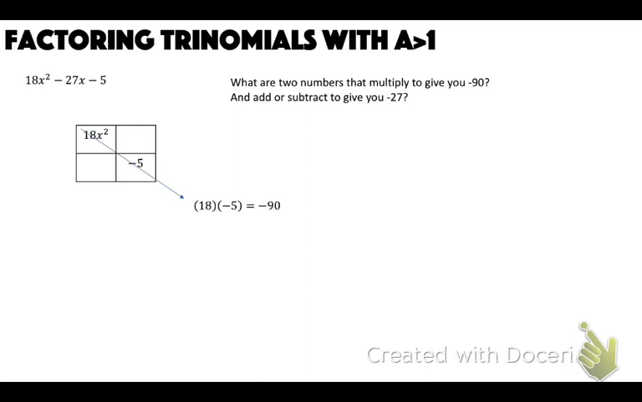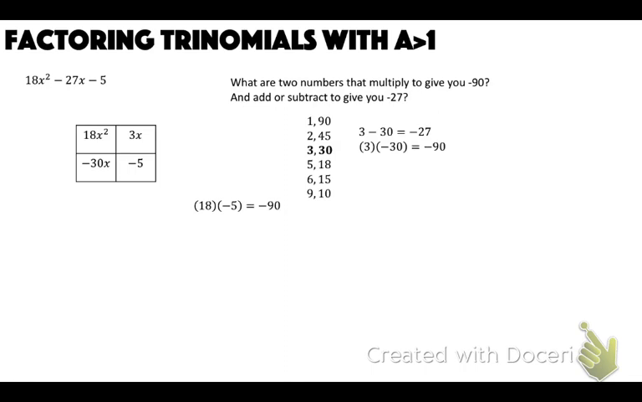Now, we want to know what are two numbers that multiply to give us negative 90 and add or subtract to give us negative 27. Well, I just did this. It's 3 and negative 30. So that's what's going to go in these boxes here, 3x and negative 30x.